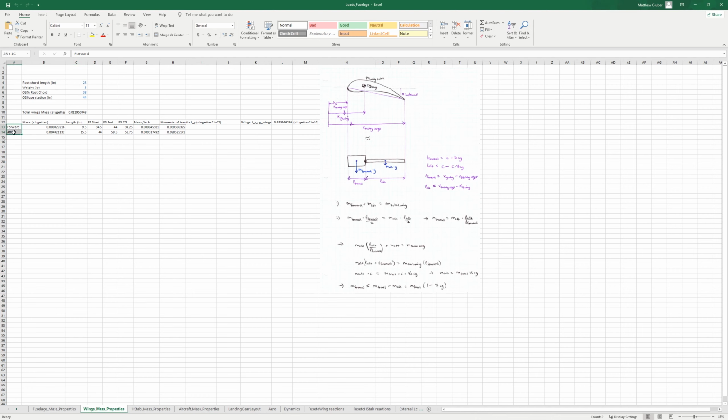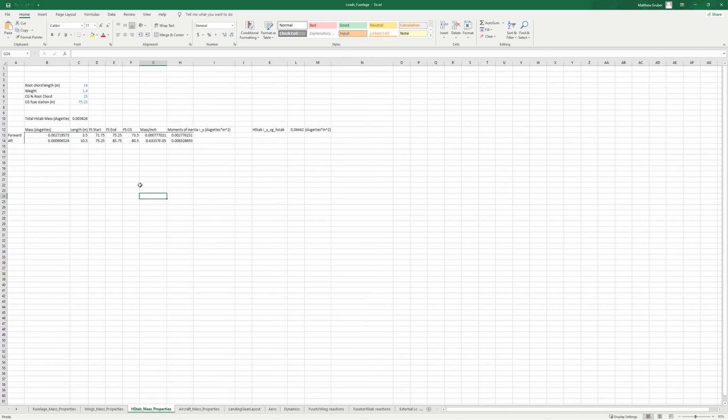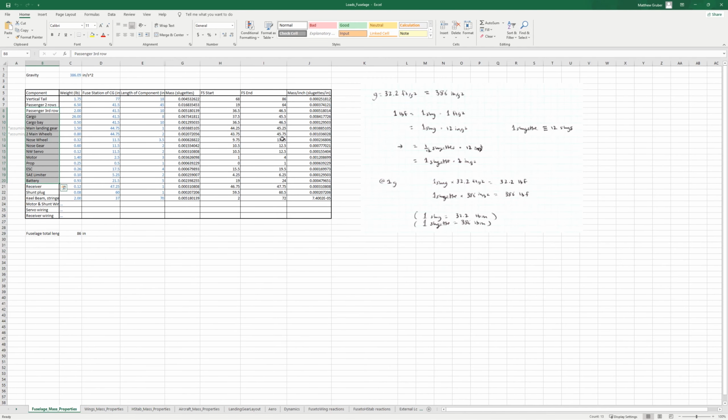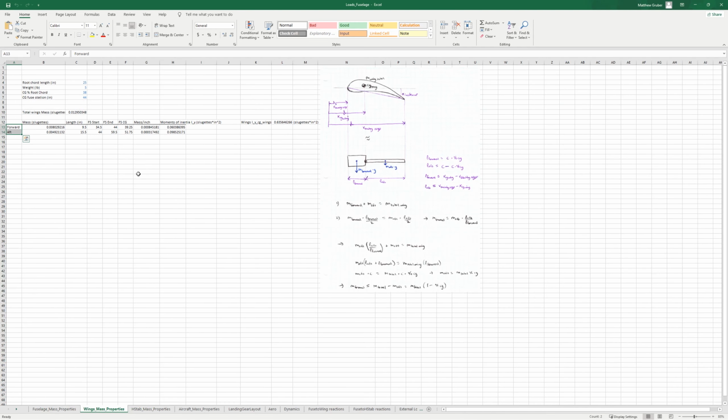forward and aft segments of this sort of approximated mass distribution for the wing. And that's the same thing we're doing for the HStab here with these 4 numbers. Now notice that in all of these we are calculating the moment of inertia about the y-axis, which is pitching.